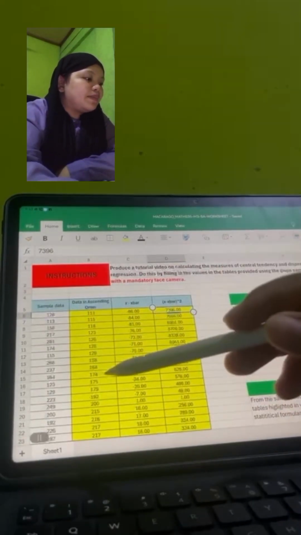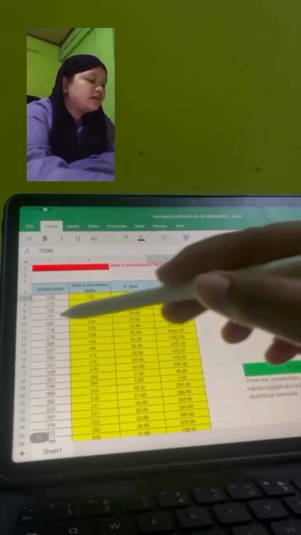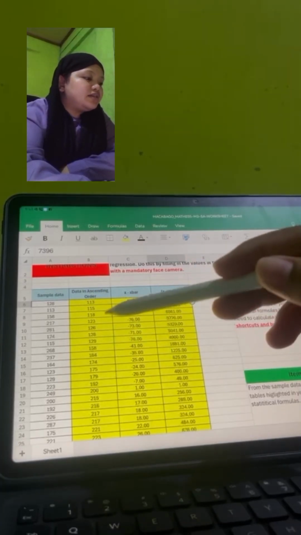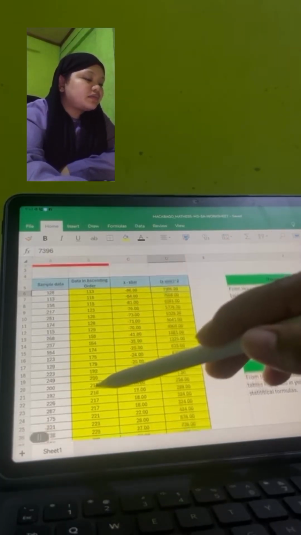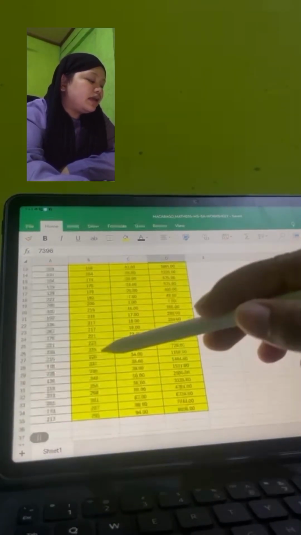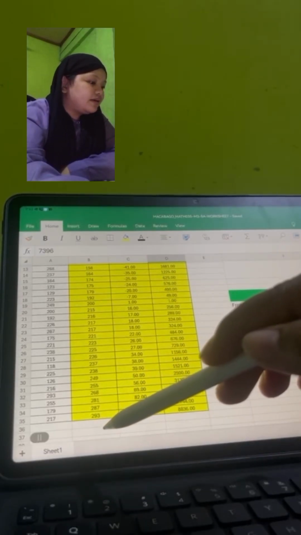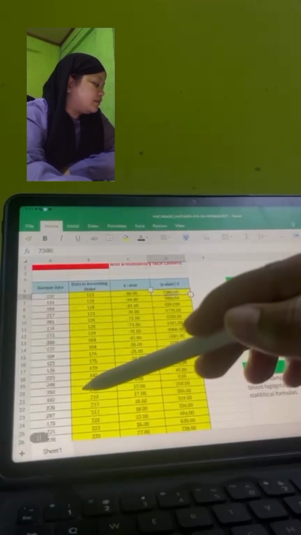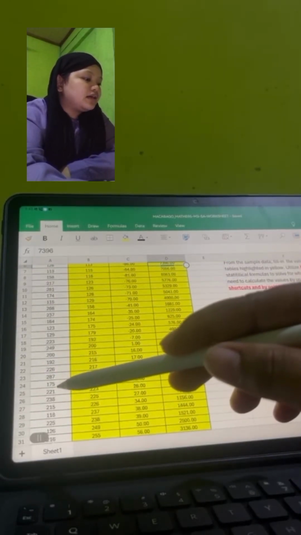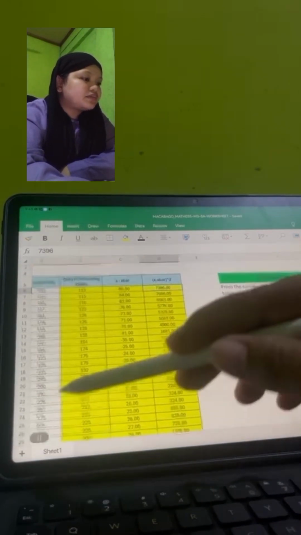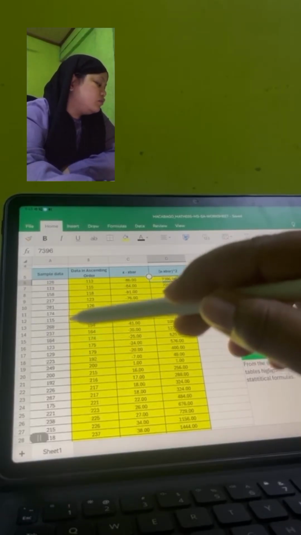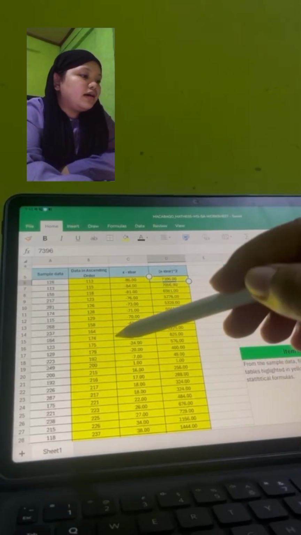So here we have our sample data. In the second column, as you can see, we arrange the data in ascending order. Then we sum it all up and get 5,962. Then we divide it by how much data there is. There are 30 data points present here, so we get 199.